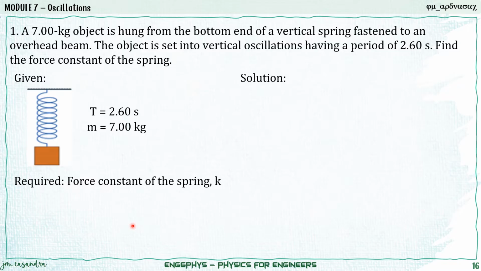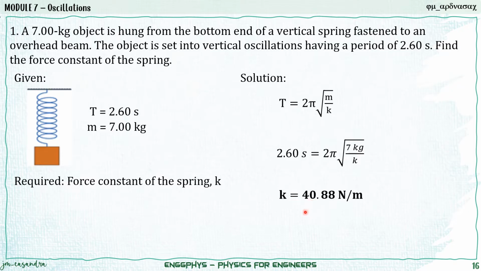So for our solution, this would simply be using our T and the relationship of M and K. The period of a spring is equal to 2 pi square root of M over K. We have your period, we have your M, so the only unknown is K, so we could solve this by direct substitution. With this, we'll have 2.6 seconds is equal to 2 pi times the square root of 7 kilograms over K, where K now is equal to 40.88 Newton per meter.